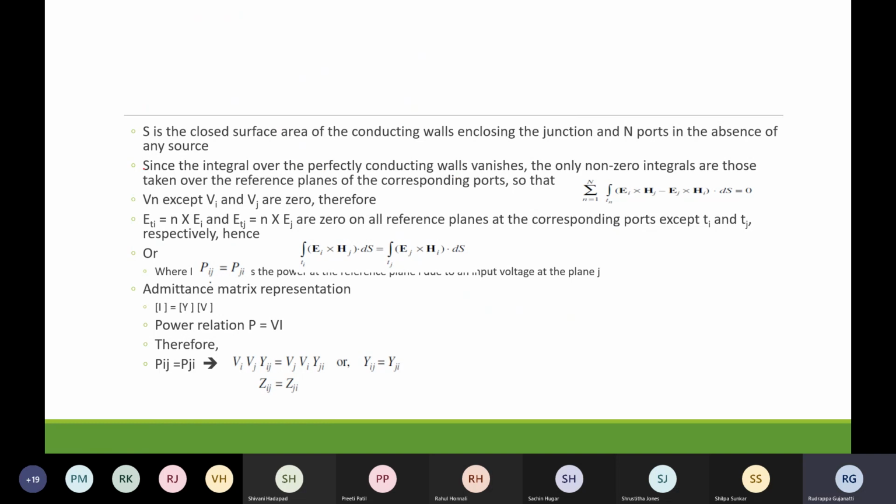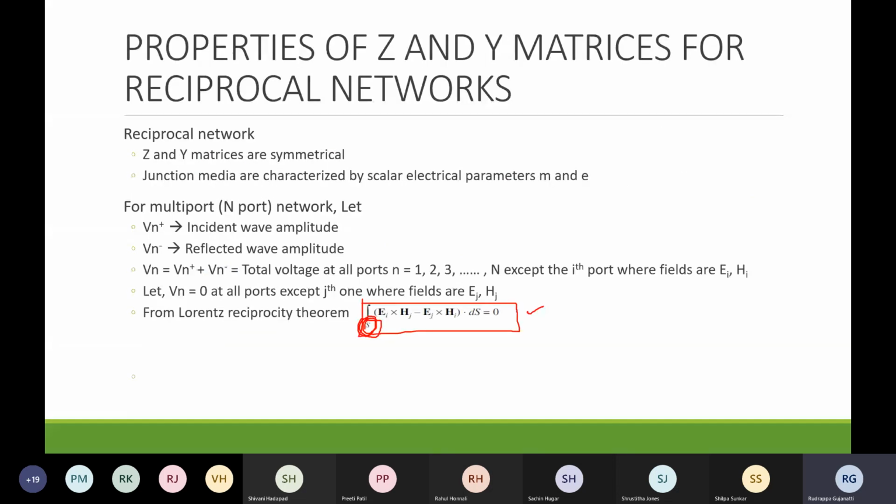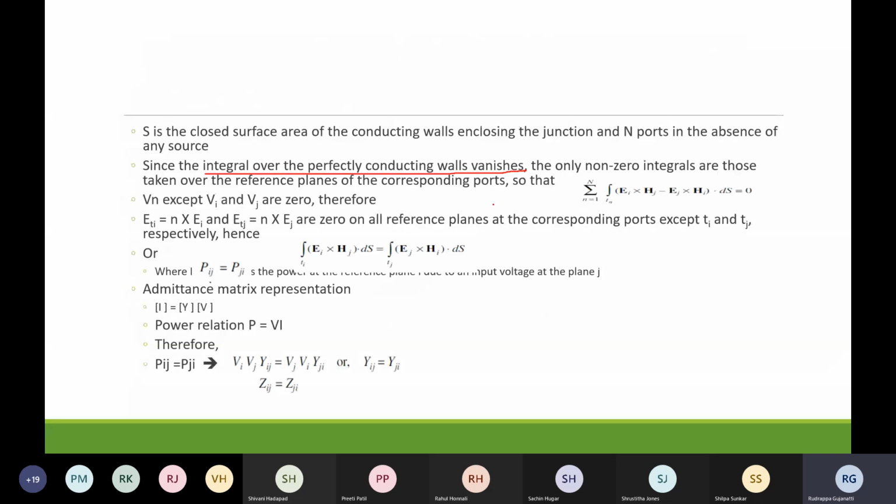Now when we consider the integral over the perfectly conducting walls, this integral turns out to be 0. If the walls are perfectly conducting, the integral we are considering vanishes along the conducting walls. In that case, we'll have non-zero integrals only at specific points, where the integral value will be non-zero.